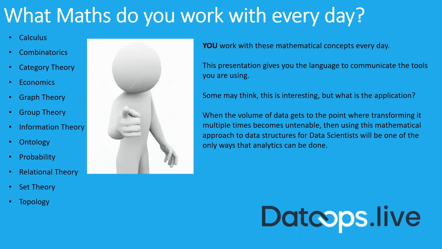Now, all of this stuff that I'm talking about, this is the math that you work with every day. Calculus, combinatorics, category theory, economics, graph and group theory, information theory, ontologies, probabilities, relational theory, set theory, and topology. You're working with this whether you realize it or not. The definition of a genius is taking the complex and making it simple. That's attributed to Einstein.